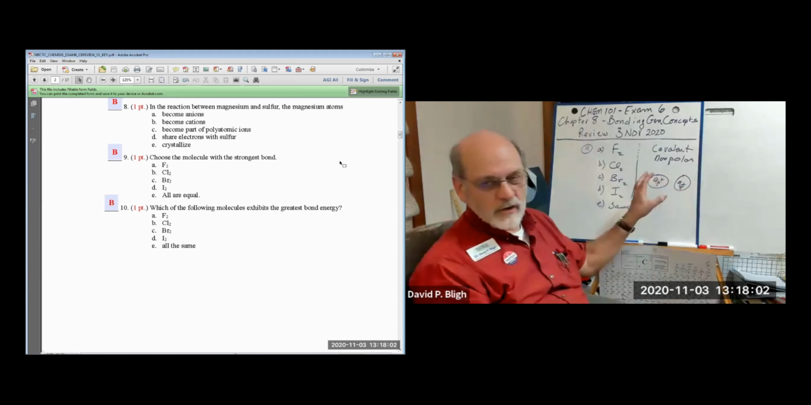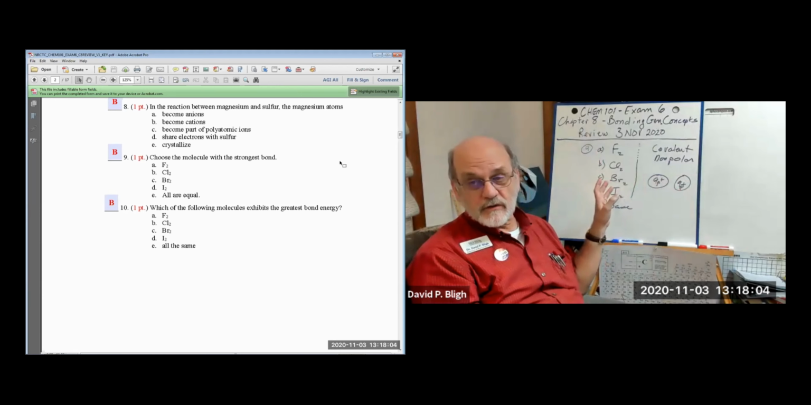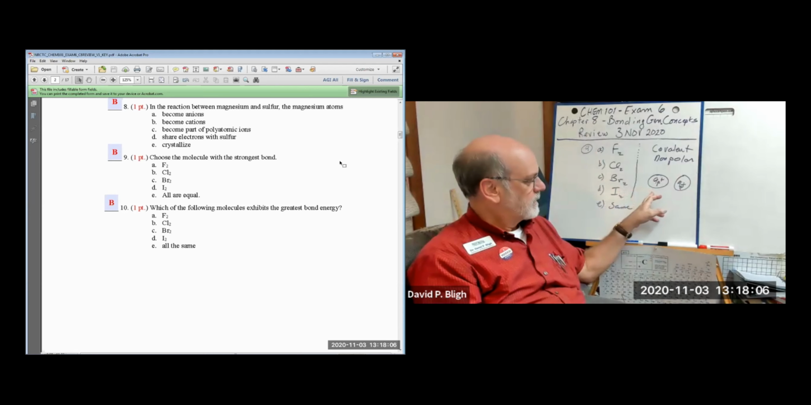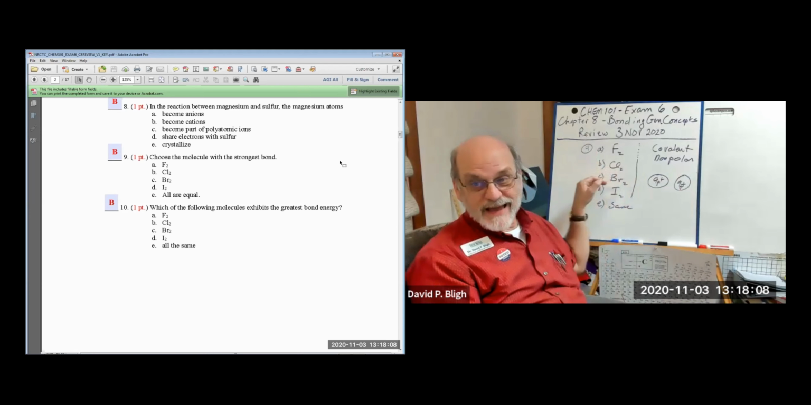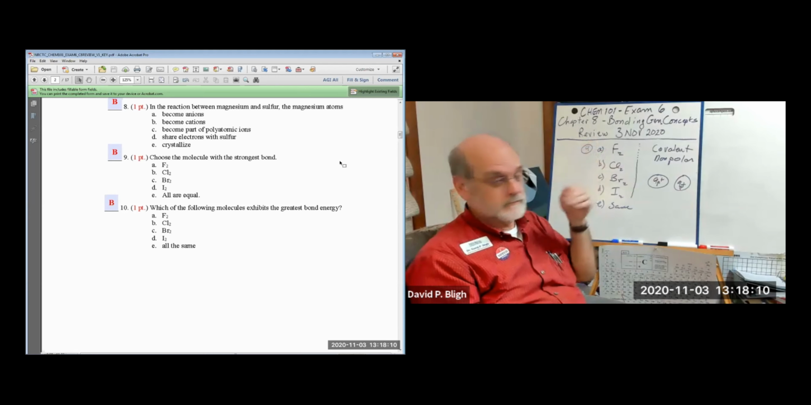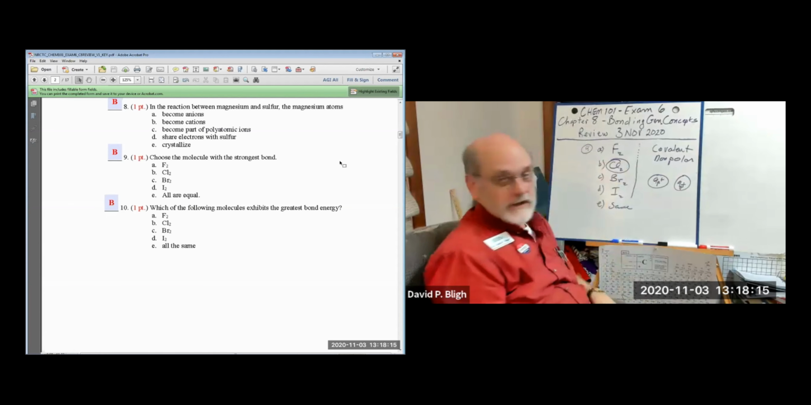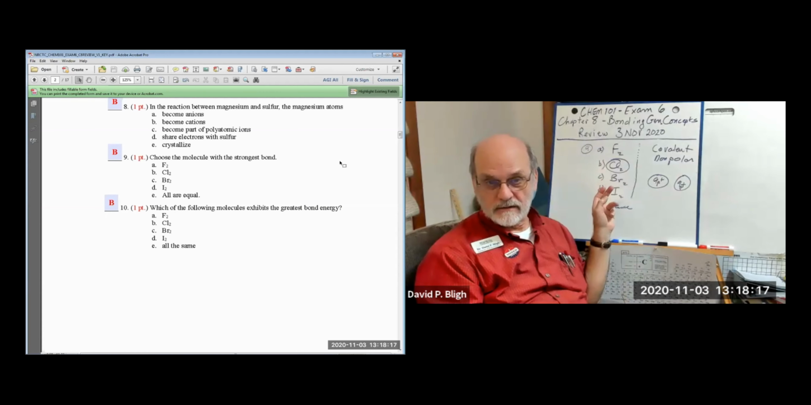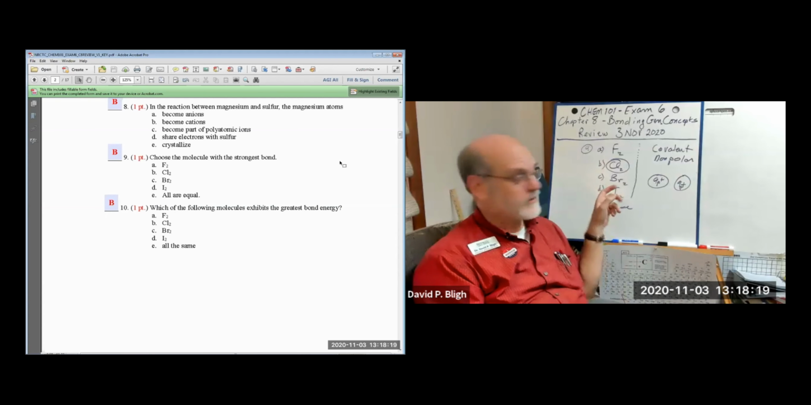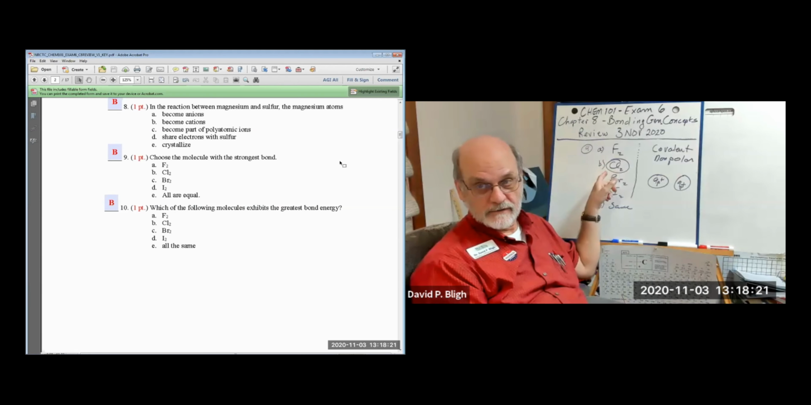And when you get them that close together, then you start experiencing repulsive forces. So the trend breaks down from chlorine to fluorine. That's why the answer, the strongest bond, the greatest bond energy is between the 2 chlorines rather than the 2 fluorines.